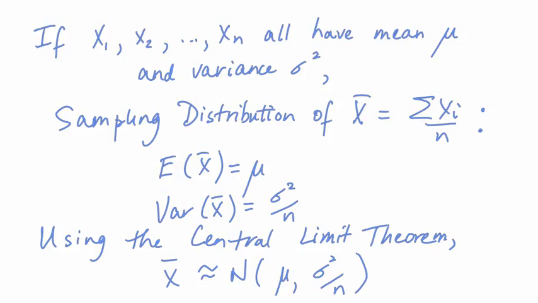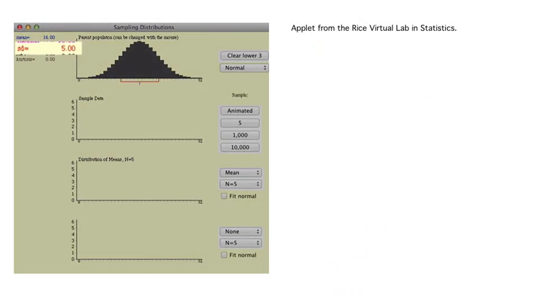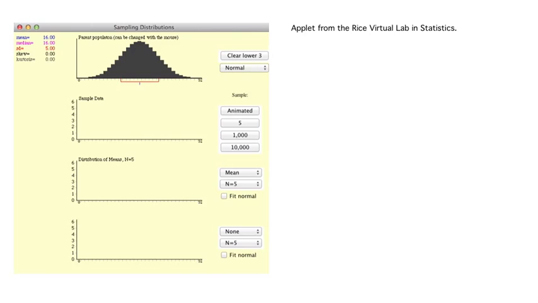We can use another applet to investigate the sampling distribution of x bar, the mean or average of our sample. Let's start with a theoretical probability model that has a normal distribution. This one has mean 16 and standard deviation 5. Now let's simulate some data. This time our data will be a sample of size 5 from our theoretical world model, the normal model.